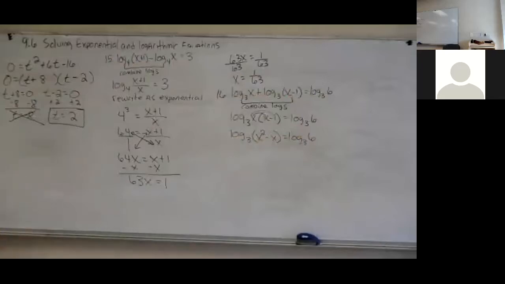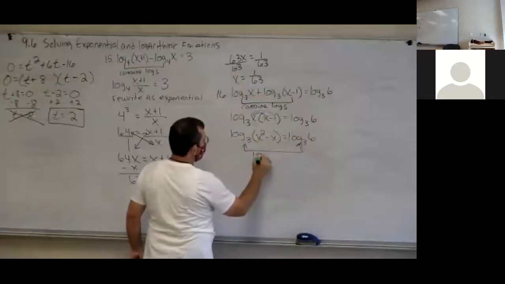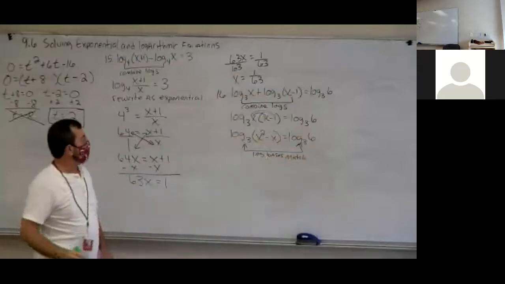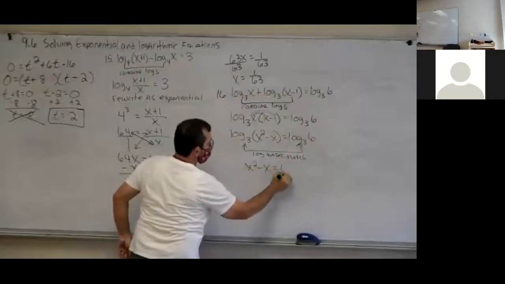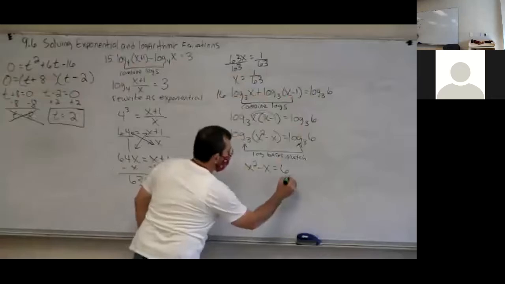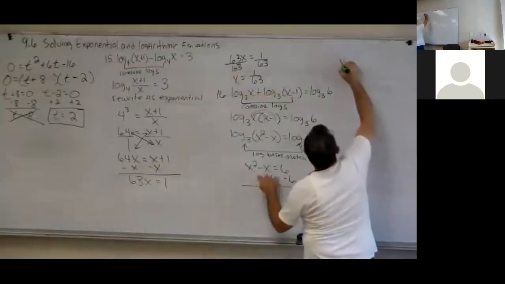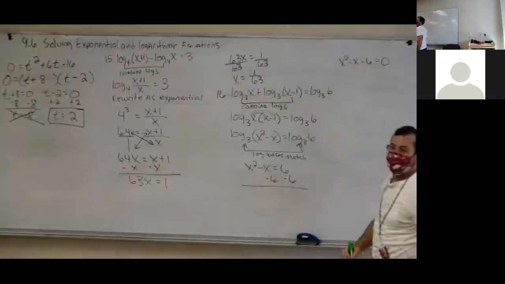But I got logs that match on each side. So the log bases match. Since the log bases match, I know that x squared minus x is going to equal 6. So subtract 6 from both sides. Doing that, I get x squared minus x minus 6 equal to 0.